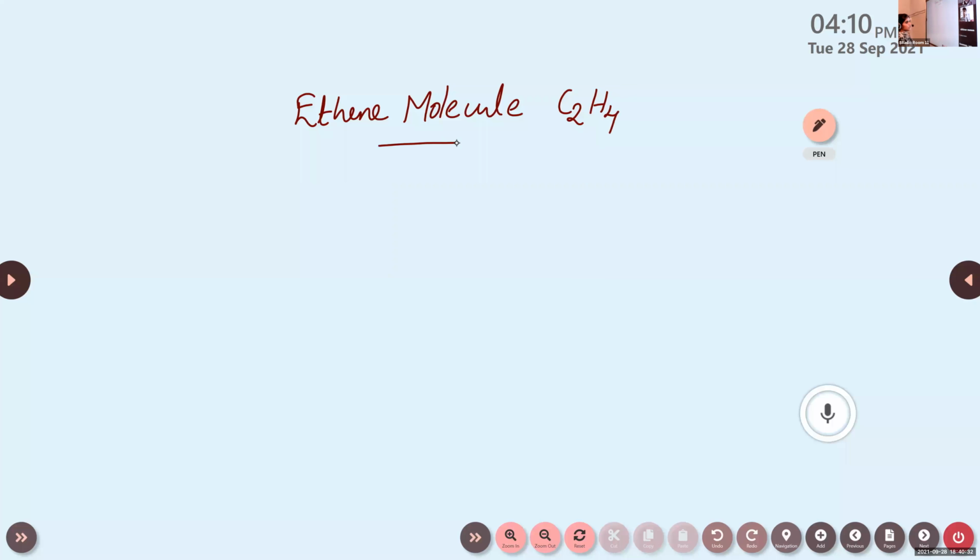C2H4. Ethene molecule. So here also, carbon is the central atom. There are two carbon atoms. Their configuration is 1s2, 2s2, then 2p2, right? That's the ground state configuration. In the excited state, one electron will jump from the s orbital to the p orbital. Then it becomes 1s2, 2s1, 2p3.